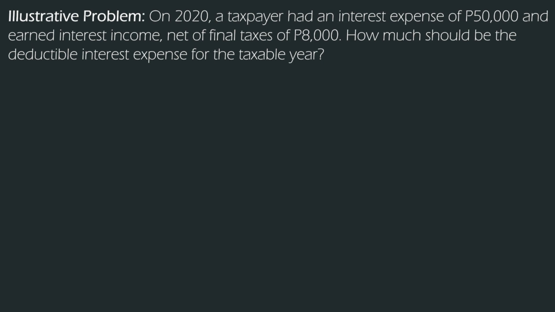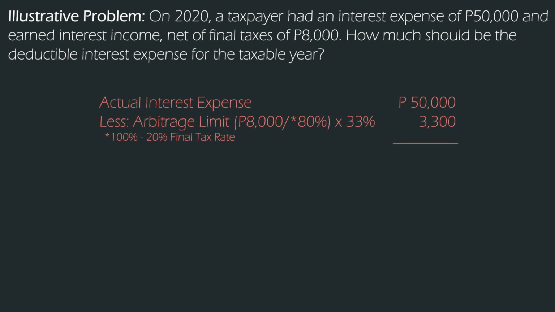A taxpayer had an interest expense of 50,000 and earned interest income net of final taxes of 8,000. How much should be the deductible interest expense? To compute, the interest expense is 50,000. This shall be lowered by the arbitrage limit. It is computed by dividing the 8,000 net of final tax by 80%.